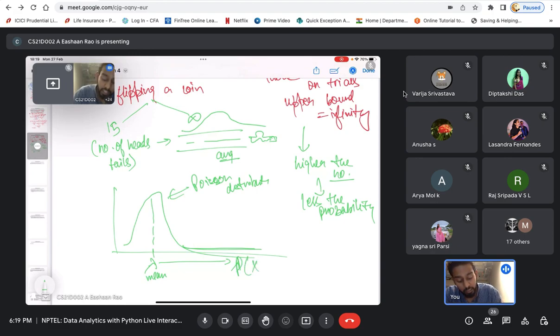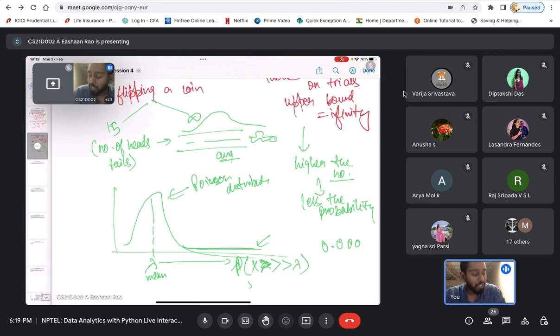For an x which is way greater than lambda, the probability will be reduced to the 0.000 kind of range. So this is a kind of extension of the binomial distribution that we get in Poisson.